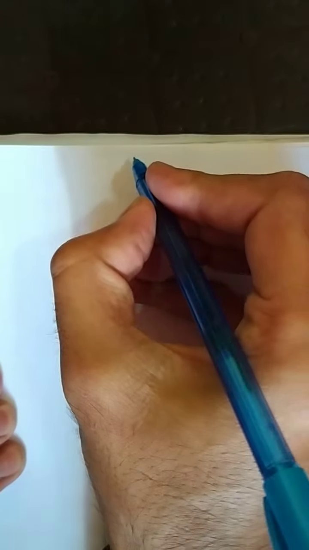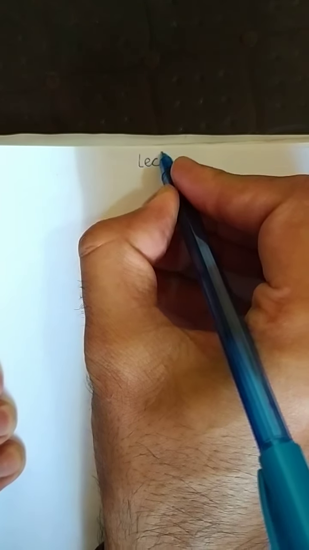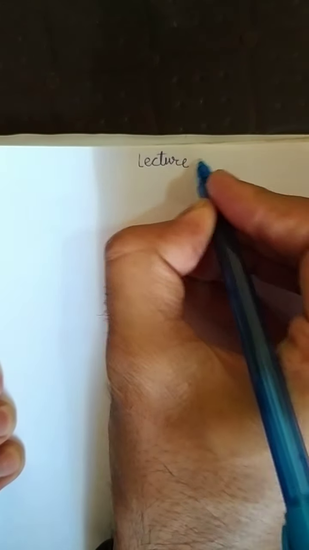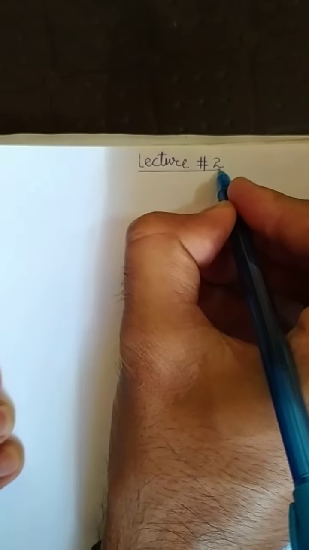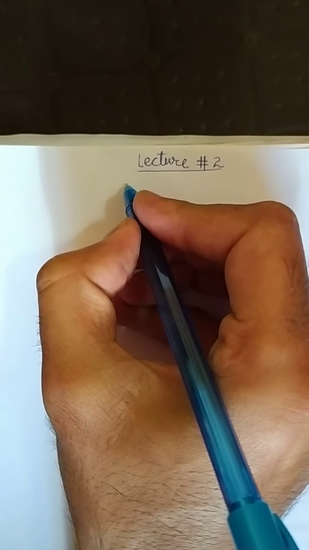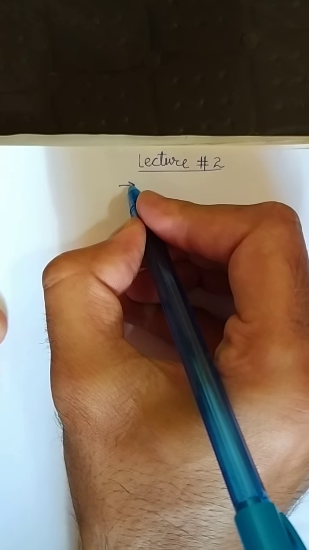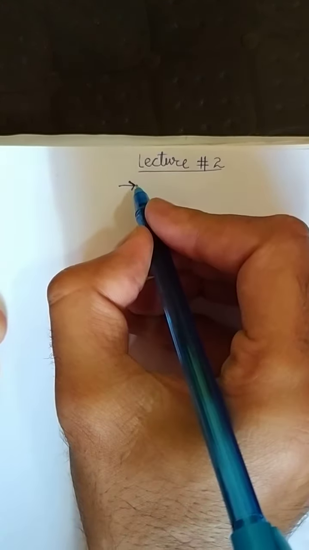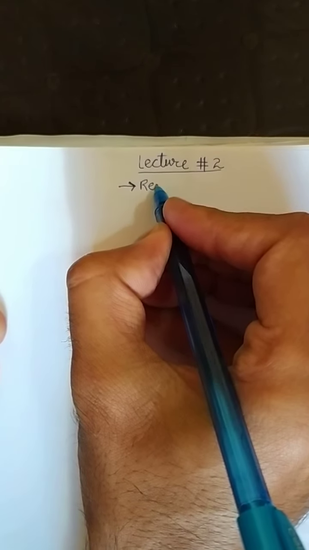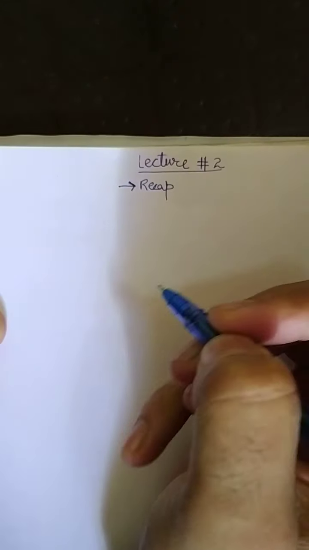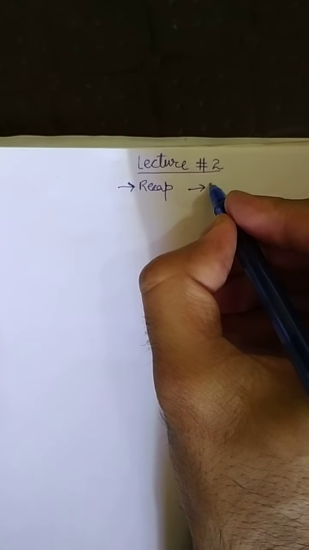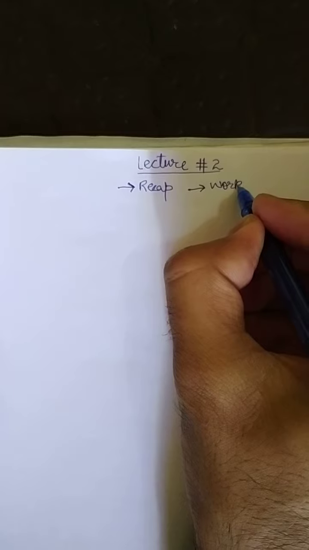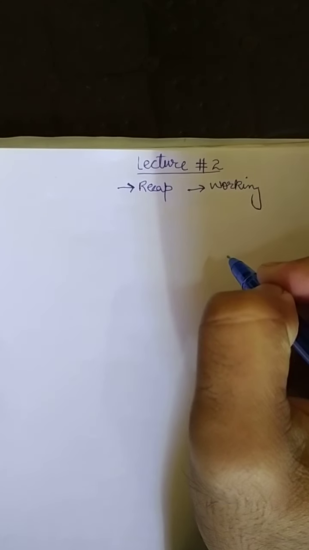Good day to all. Welcome to lecture two of this course on computer organization and architecture. The main contents of this lecture: we will first recap what we have done in lecture number 1. Then we will discuss the working of a computer. What is a computer and its working?